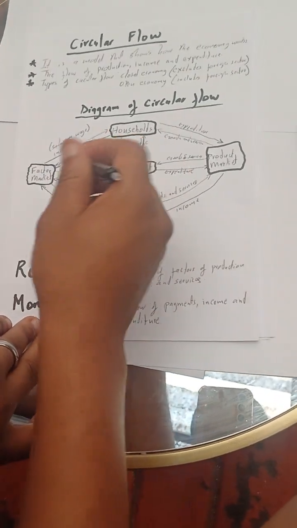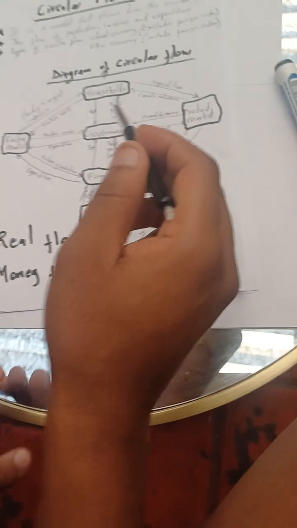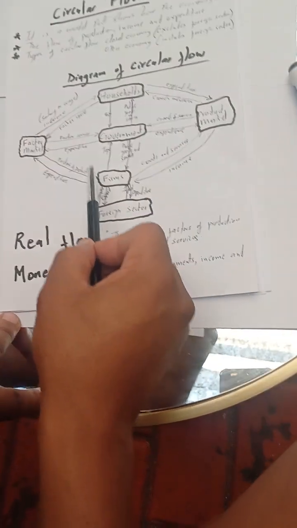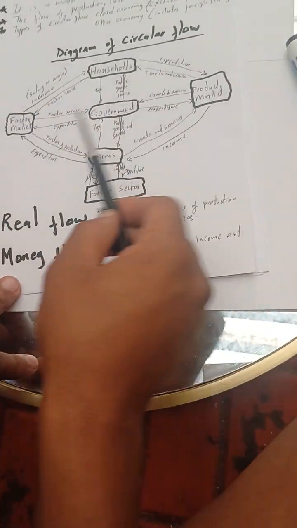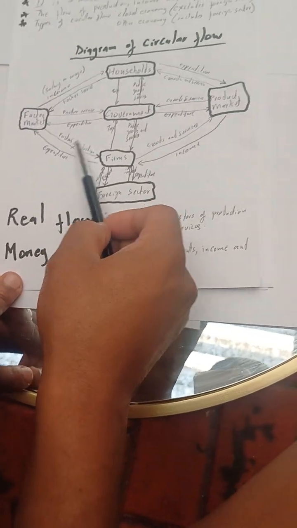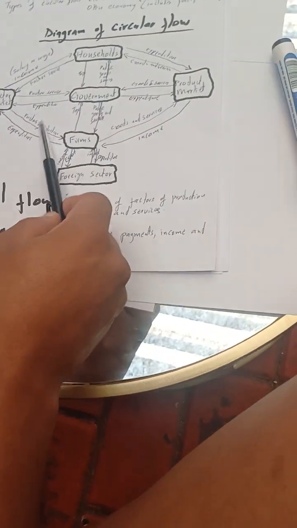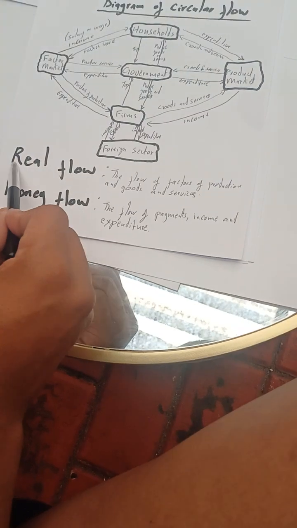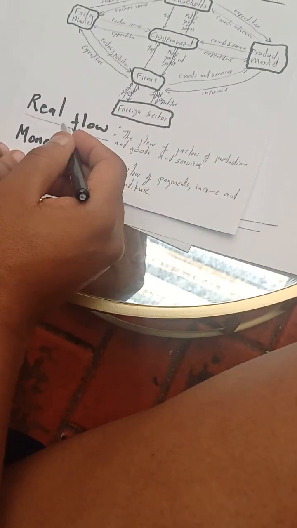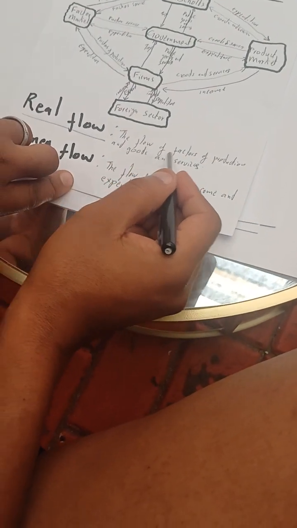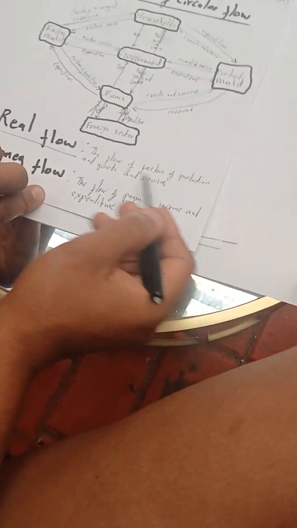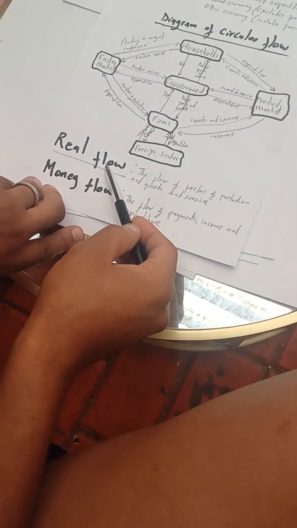Now that is our circular flow diagram. But lastly, as you can see in our diagram, there are two arrows. There's an inside arrow and an outside arrow. The inside arrow indicates what we call a real flow. The real flow is the flow of factors of production and goods and services, meaning that is where factors of production and goods and services flow. That is a real flow.